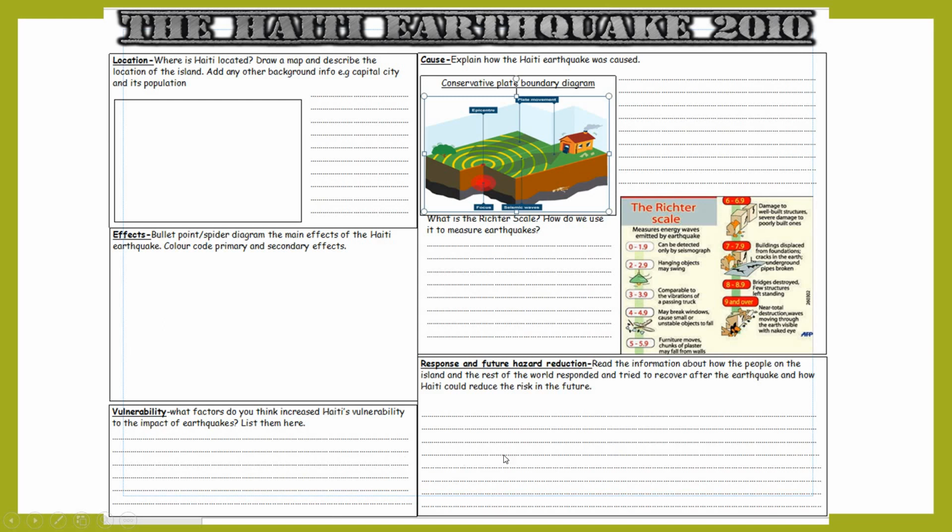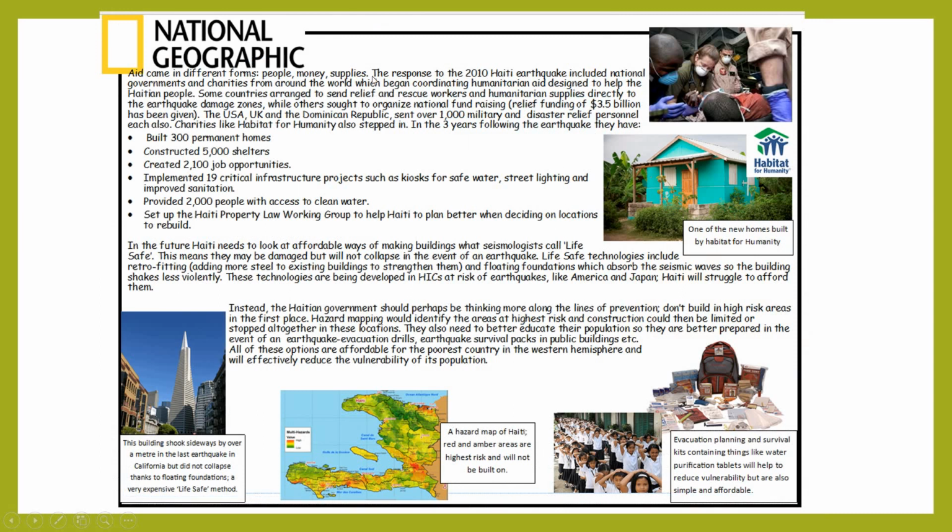Now then, these bottom two boxes: response and future hazard reduction. I've created an extra information sheet here for you about response. Like we said, Haiti is such a poor country, they had to rely on global intervention. There was a huge outpouring of aid.